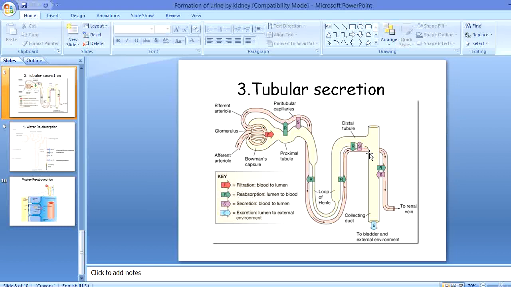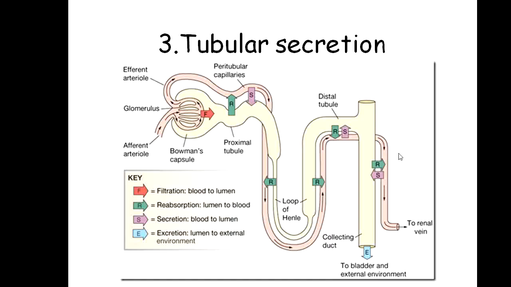This is secretion. This arrow represents the secretion. So the tubular secretion takes place over here. Some of the sodium, water, and urea are secreted from the surrounding capillaries into the tubule in the tubular secretion.